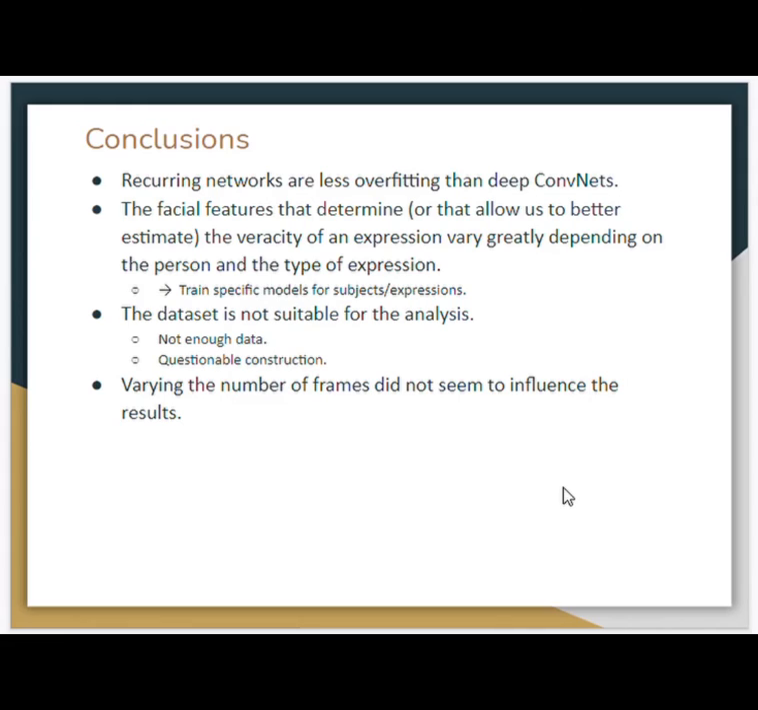Well, we saw that recurrent networks in this case were slightly better than deep feed-forward networks. Maybe it was because of the low amount of data, but our model couldn't generalize enough for any subset. Also, results didn't suggest that sampling more frames of the video achieves a higher accuracy.